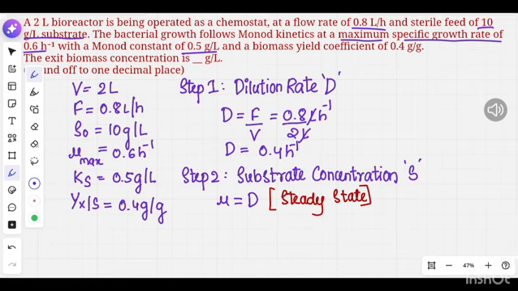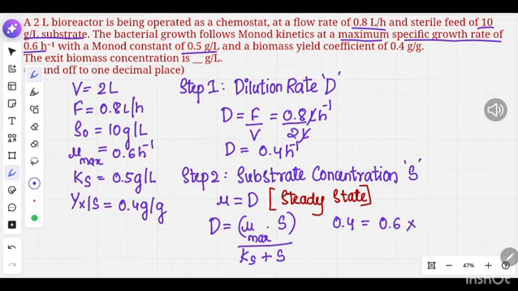Using the Monod equation, we can write D equals mu max times S divided by Ks plus S. Let's substitute our values. We know D is 0.4 and mu max is 0.6. We don't know S, so let us write it as it is. Now we need to find S, the residual substrate concentration. Ks is given as 0.5 plus S.